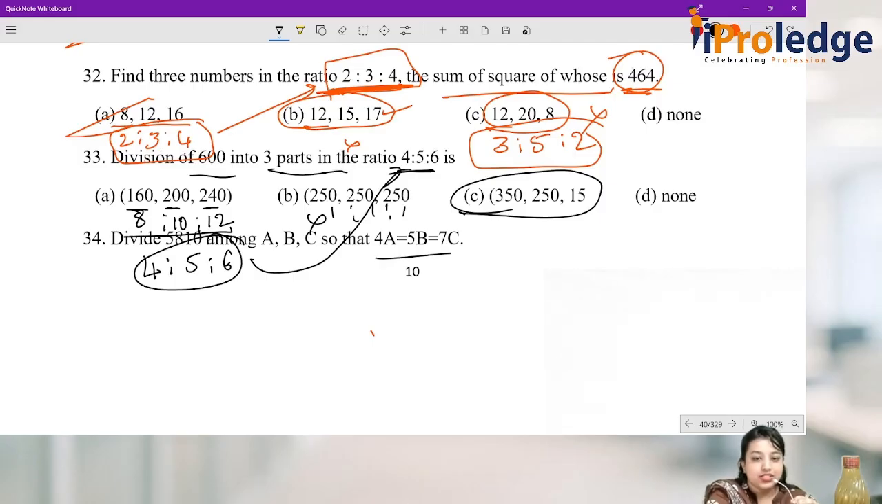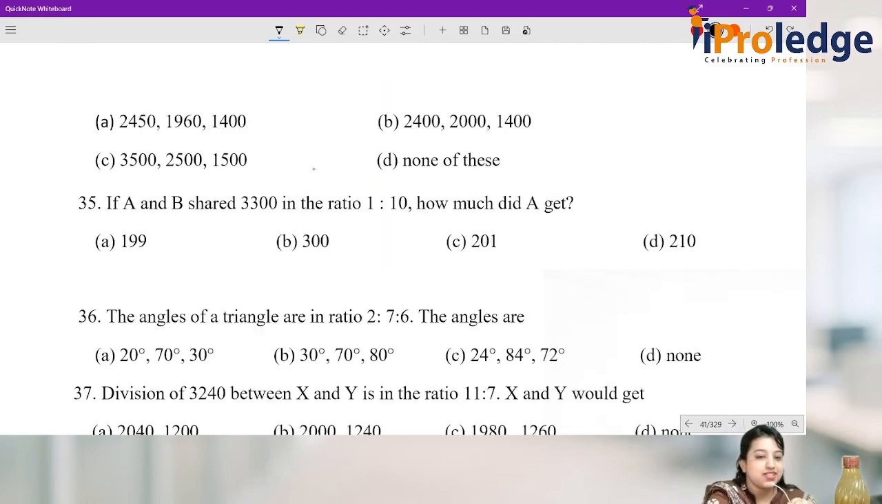Okay, so next, 4A equals 5B equals 7C. So it is option A. First one you will have to multiply with 4, second 5, and third with 7. Okay, next.